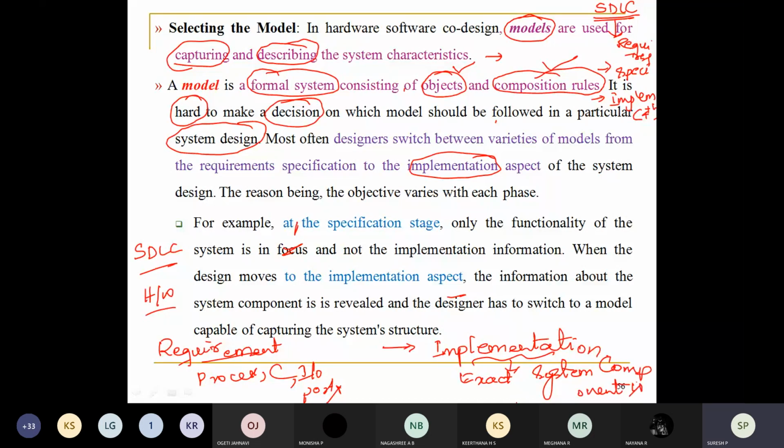Now once it is revealed, what does the designer have to do? The designer has to switch to a model capable of capturing the system architecture. I have designed the model, but at the implementation stage, these are the necessary components which are available in the market. As a designer, I will say that one transistor, one software, one firmware should be there, but whether that particular thing is there in the market or not, I will not come to know. That I come to know only at the implementation stage.